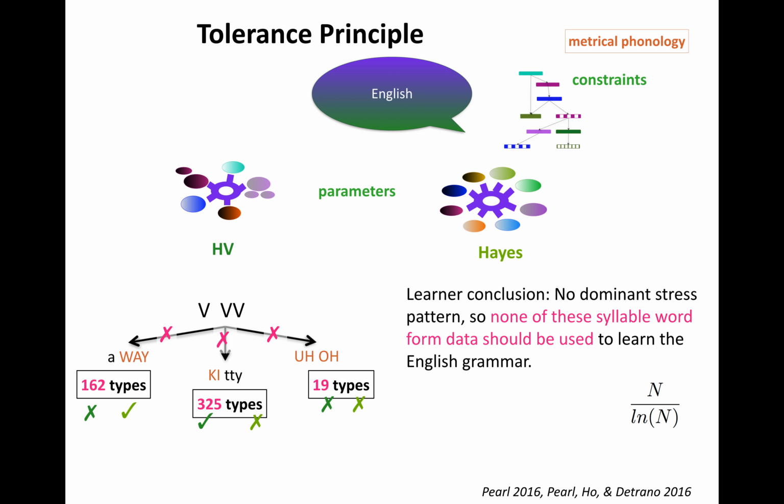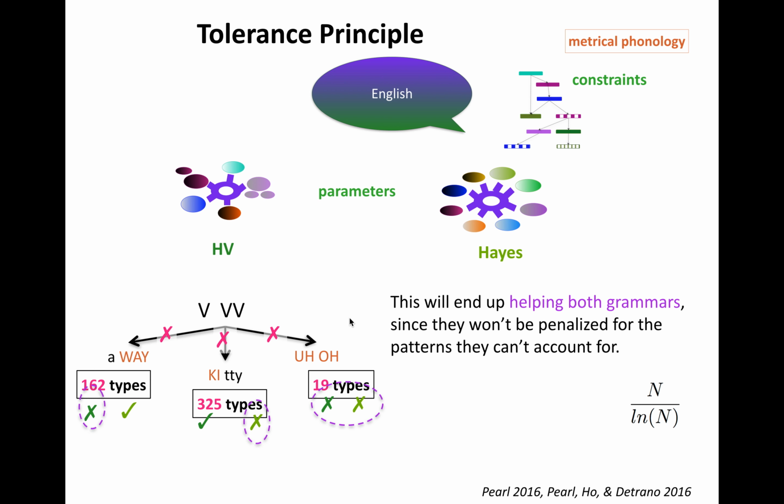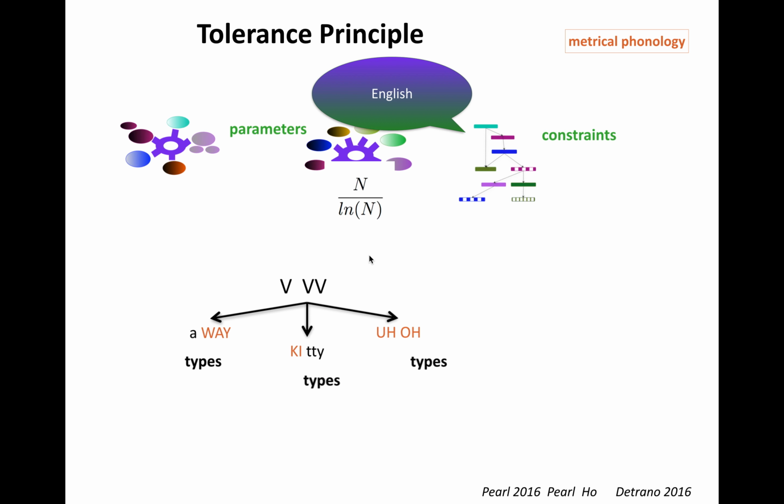There's no dominant pattern. So in fact, none of these syllable word form data should be used to learn the English grammar. You should just ignore everything, because this is just a mess from your perspective, using the level of knowledge you have at this time. Okay, so this will actually end up helping both grammars, because they won't be penalized for the patterns they can't account for. So that will sort of work out well for these two representations.